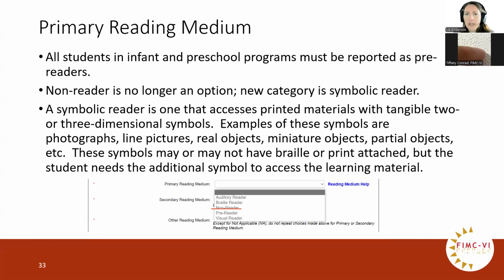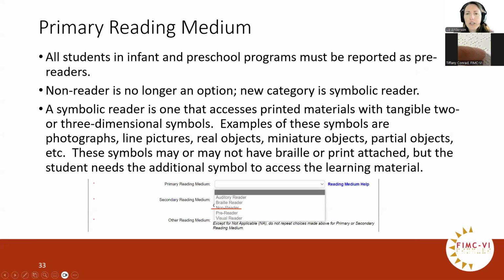For primary reading medium, there are some different categories here. And so this information is required by APH, and it's helpful for them to project the materials that they're producing and the formats that will be needed. And for textbooks, they do produce a lot of textbooks for students across the country. And so for this one, you're considering what is the medium that the student primarily uses in their studies. So your choices are auditory, braille, pre-reader, visual reader, or symbolic reader.